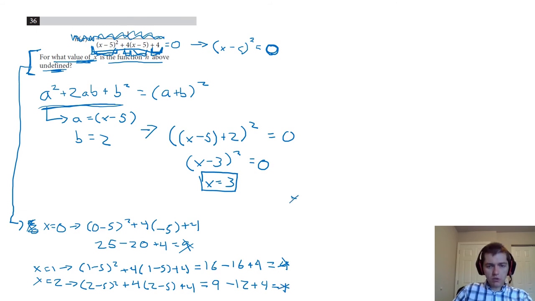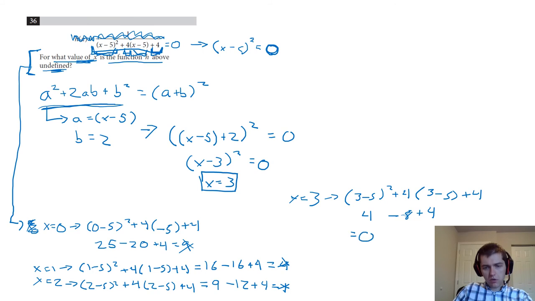If x is equal to 3, that will give you 3 minus 5 squared plus 4 times 3 minus 5 plus 4, and that will leave you with 4 minus 8 plus 4, which of course leaves you with 0. So that means that, again, x is equal to 3.